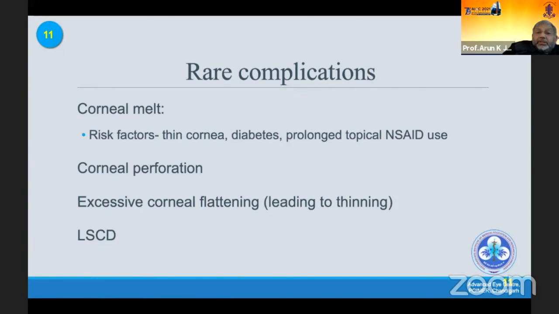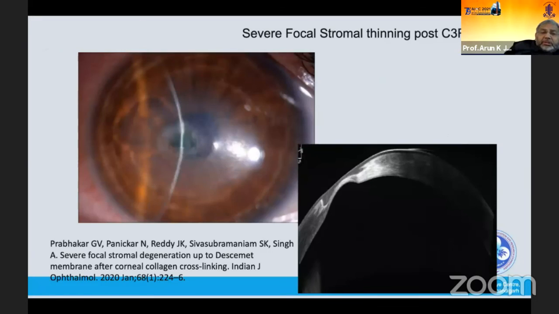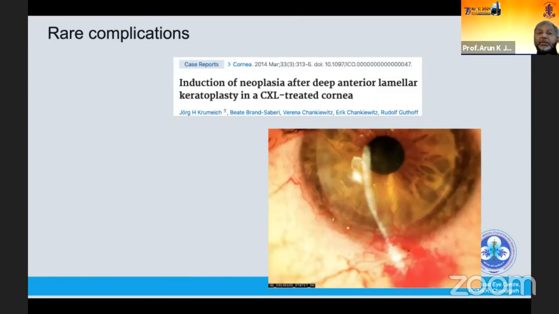And this is one case, a rare complication, where there is extreme stromal thinning following C3R, and there's a rare complication of one case reported in the literature of development of neoplasia after deep anterior lamellar keratoplasty in a C3R treated cornea. So thank you very much.